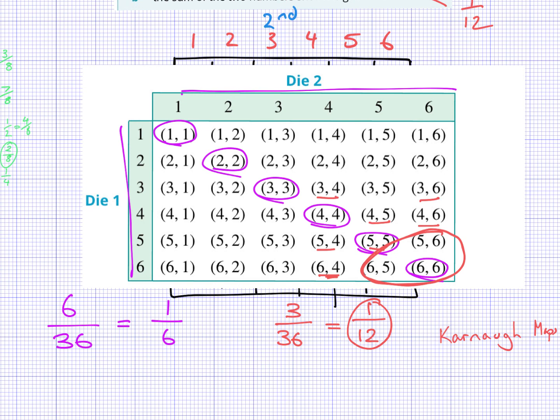Later on, I think in the next set, we're going to look at a more complex way of using these two-way tables. Okay, so the 2 tools we're using today are tree diagrams or two-way tables.